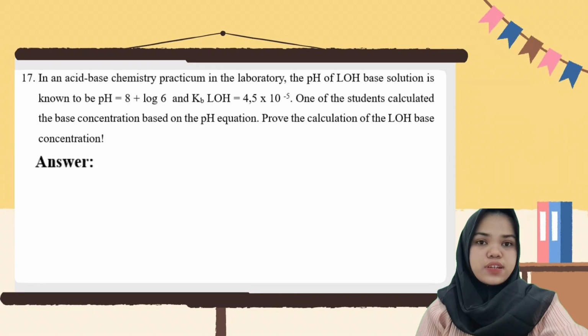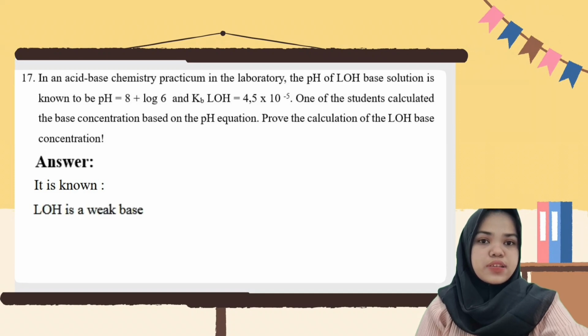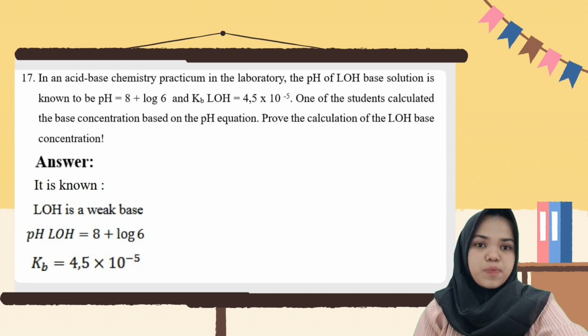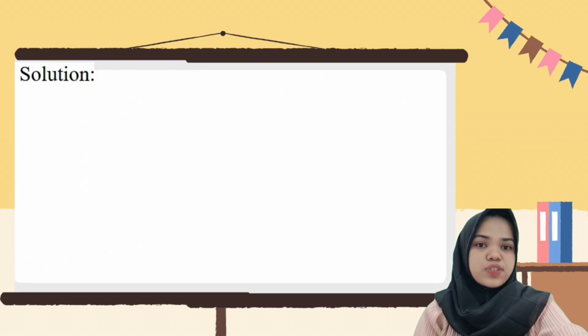In this next question, it is known LOH is a weak base. The pH value of the LOH solution is 8 plus log 6. The value of the base constant or Kb is 4.5 times 10 to the power of minus 5. Ask, what is the concentration of LOH solution?